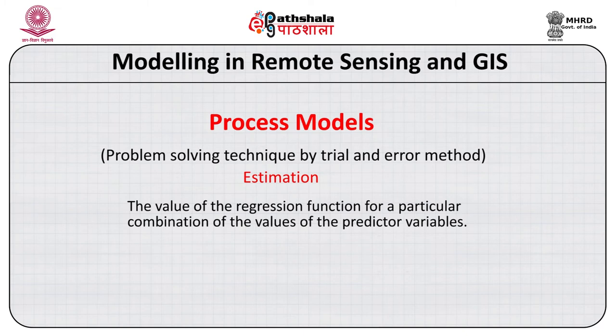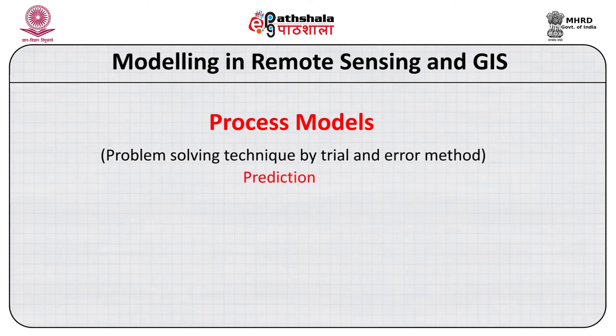Regression function values can be estimated for any combination of predictor variable values, including values for which no data have been measured or observed. Function values estimated for points within the observed space for predictor variable values are sometimes called interpolation. Estimation of regression function values for points outside the observed space for predictor variables is called extrapolation.